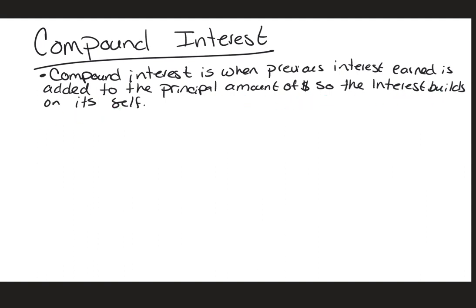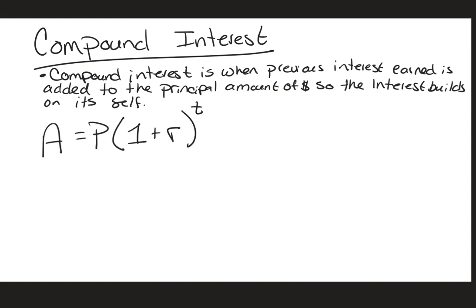As in our example on the last slide, if I had $1,000 as my principal, in year one, let's say I earned $20 in interest. In year two, this would be my principal and I would earn interest on that interest earned. So you grow money a lot quicker with compound interest.